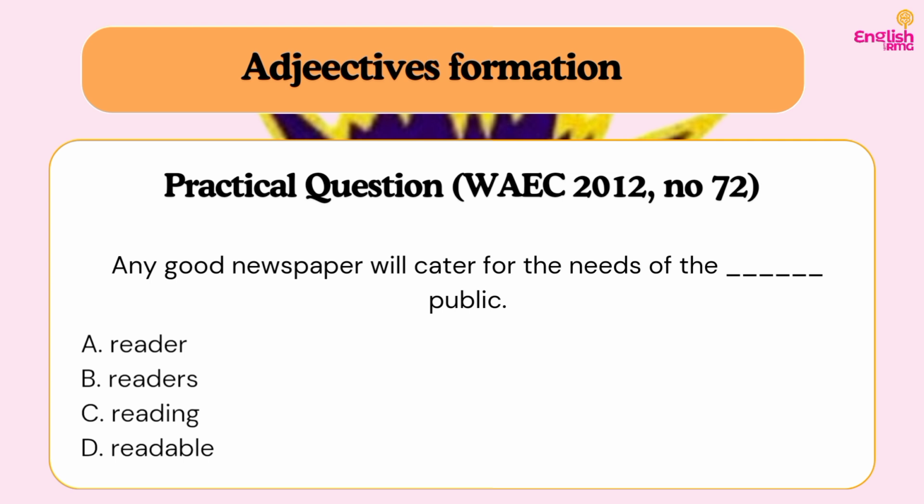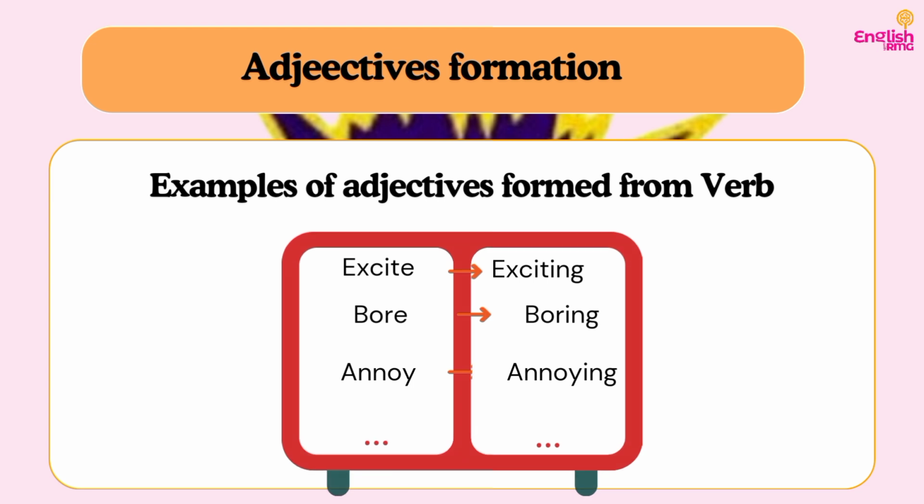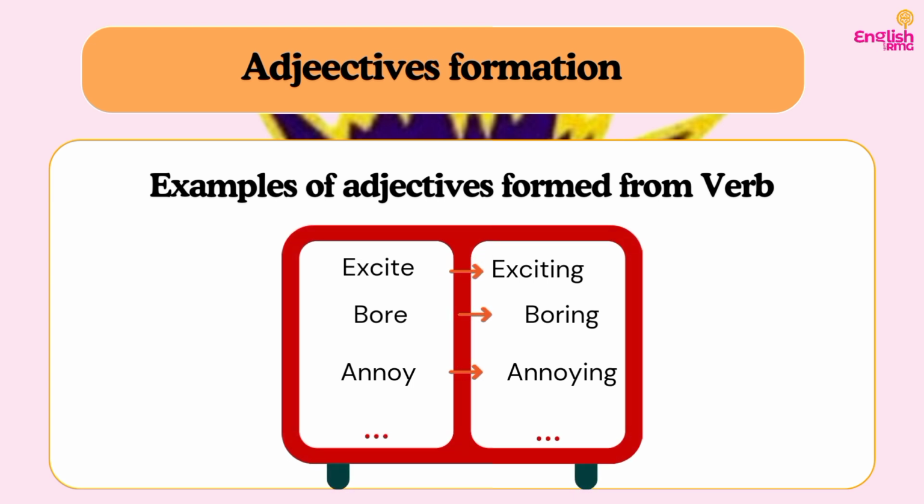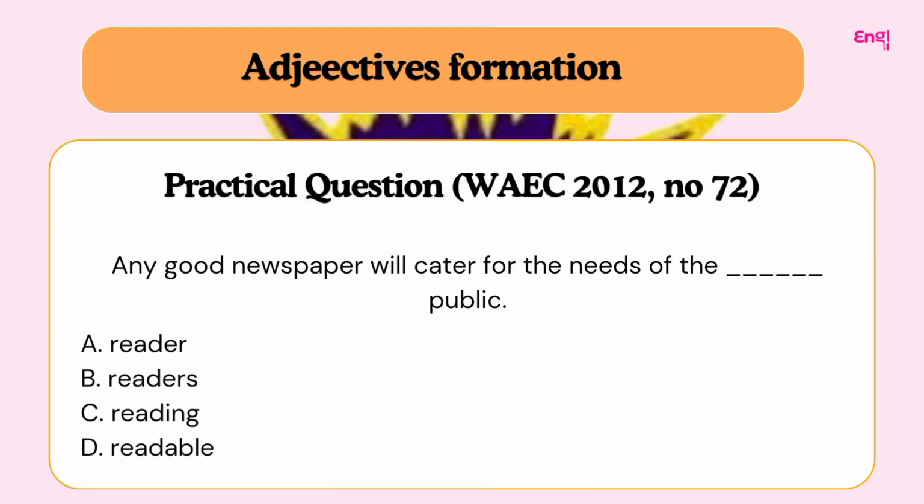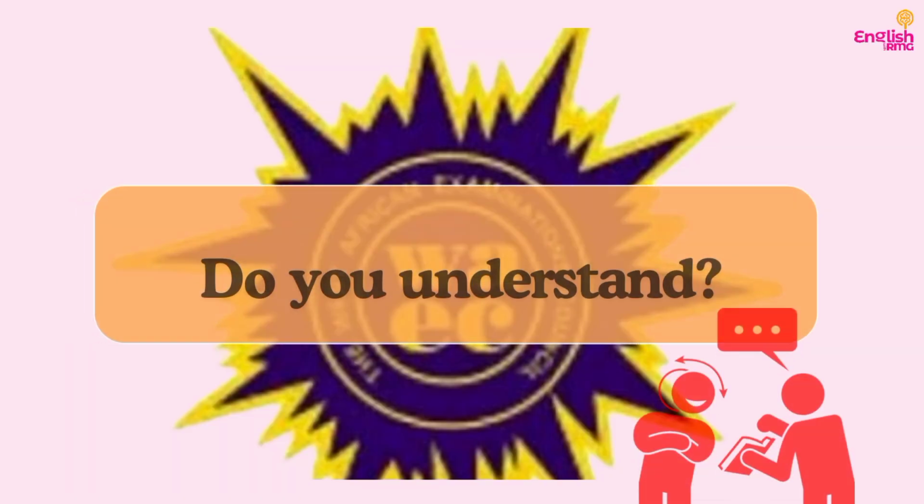Then we have readable. That's an adjective. But if you say readable, then you'll be referring to maybe a book. It is readable. You cannot say readable public. Do you understand? Remember that I also said that some adjectives are formed from verbs, like exciting, boring, annoying. The fact that it has ing does not mean that it is not an adjective. So the only option that fits into this context is what? The needs of the reading public. So our answer is going to be what? C, reading. Any good newspaper will cater for the needs of the reading public.